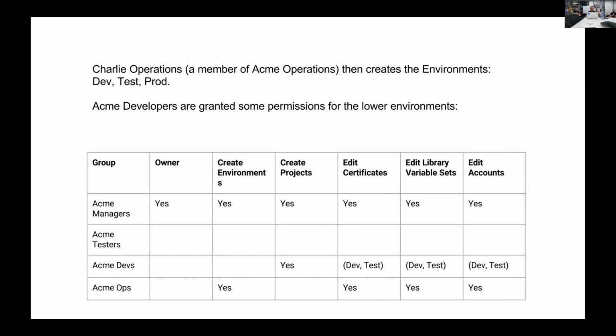Then if we come along and create a few environments within that space, now we can scope some of these space level permissions to environments. So for example, we say the Acme developers, we want them to be able to edit certificates, but only for the dev and test environments, and likewise for variable sets and accounts.